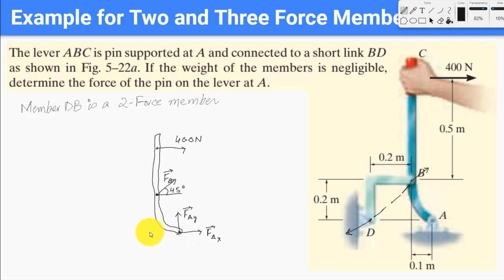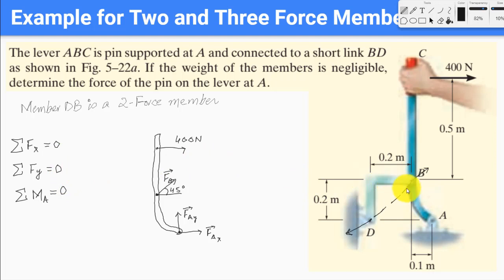Okay, so now we have three unknowns, and we can write three equations. The sum of all the forces in x has to be equal to 0, the sum of all the forces in y has to be equal to 0, and the sum of all the moments at any point, so let's just choose the point A, has to be equal to 0. So we can just use the concept studied before to solve for these three unknowns using these three equations.